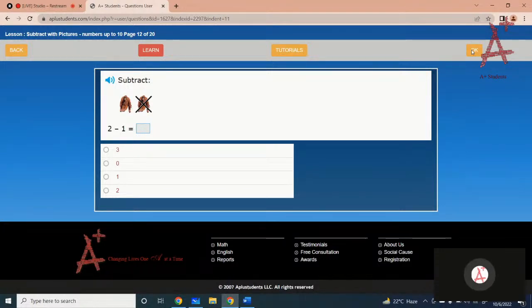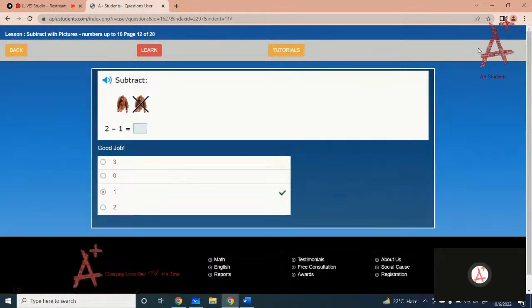Okay, subtract. You have two of the monkeys. Out of two, one of them is crossed out. So that means to subtract one is when you start with two and take away one, you are left with one. Two take away one is one. Select the correct option and click on the OK button. Very good.